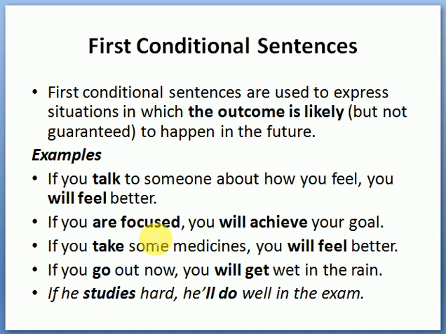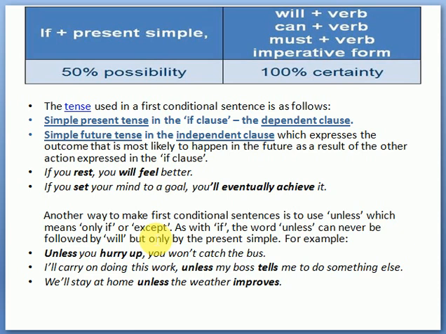This is about the usage. Now if we have a look at the grammatical structure, then we see that here the simple present tense is used in the if clause, in the dependent clause, whereas the simple future tense is used in the independent clause.